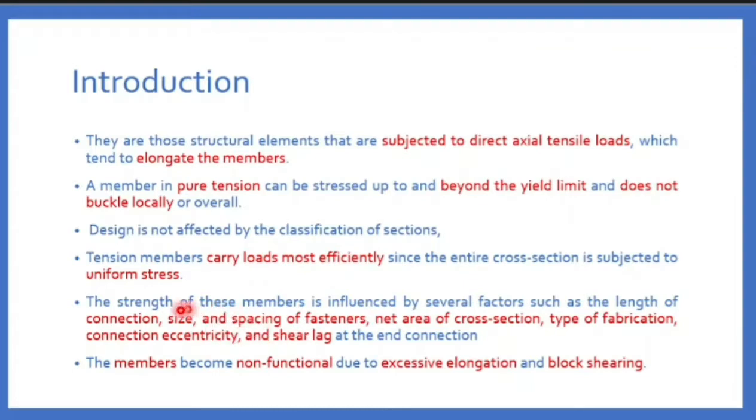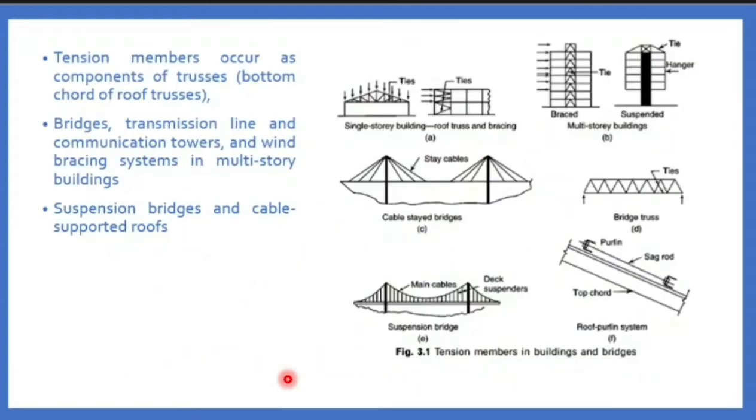If you change the size, spacing of fasteners, the strength gets affected. So these are the factors which affect the strength of the tension member. The member also becomes non-functional due to excessive elongation. So this I will discuss with you in further slides. Where are the tension members available? In bridges, transmission lines, it might be electrical transmission line and communication towers, wind bracing system in multi-story building, etc. So these are the examples.